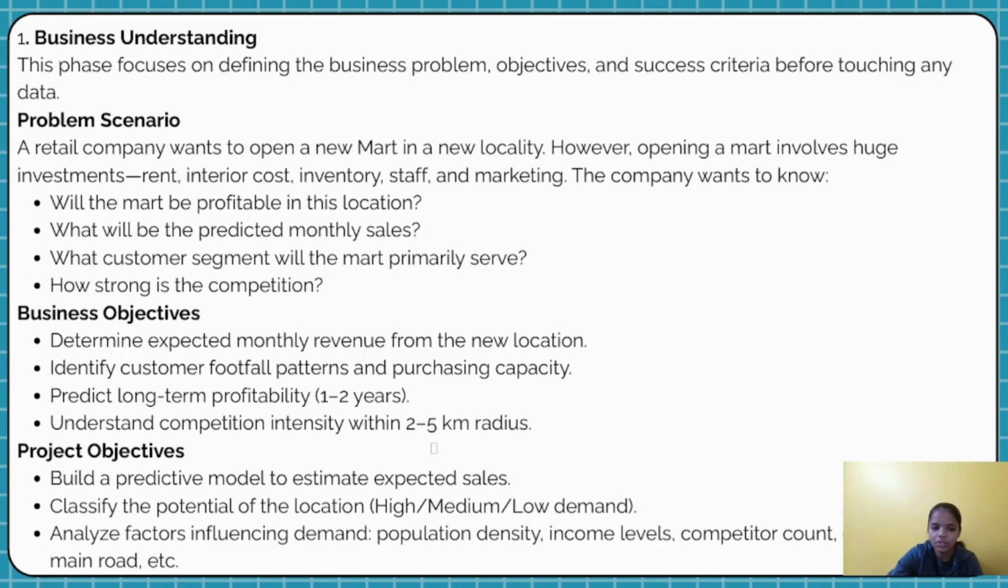Now, project objectives: build a predictive model to estimate expected sales. Next, classify the potential of the location as high, medium, or low demand, because location matters to open a mart. Analyze factors influencing demand, including population density, income level, competitor counts, distance from the main road, etc.